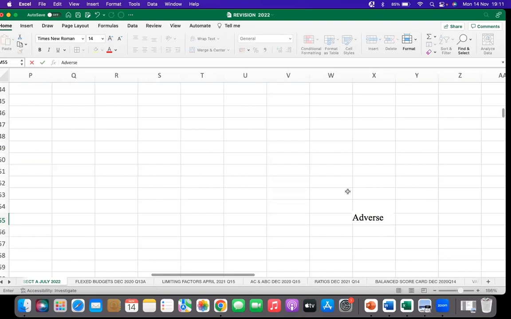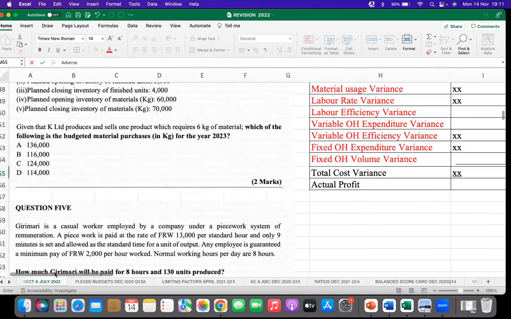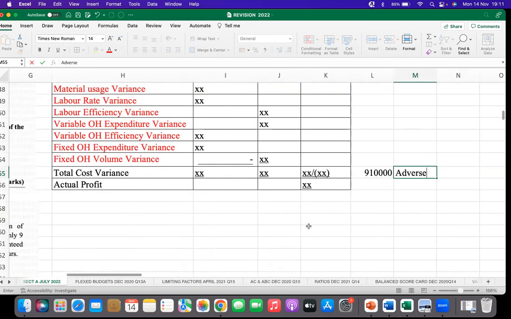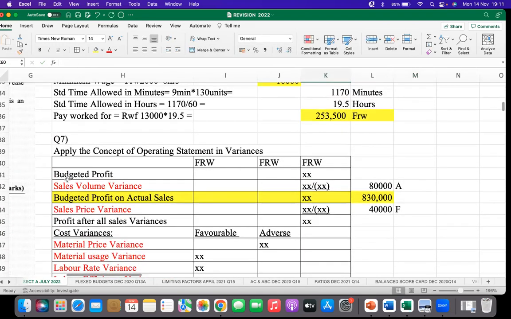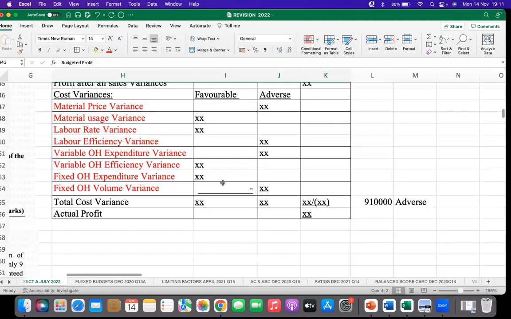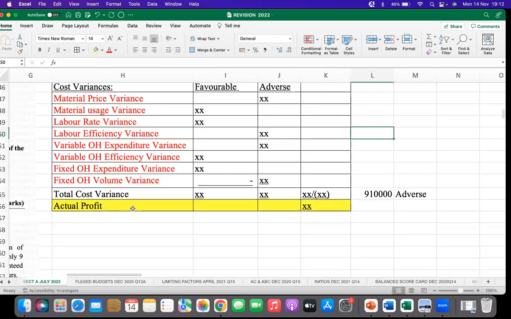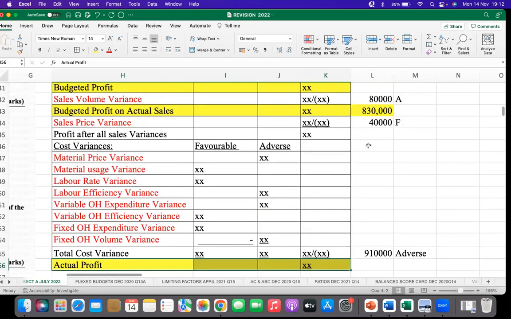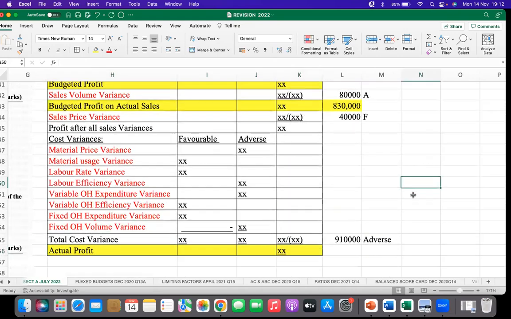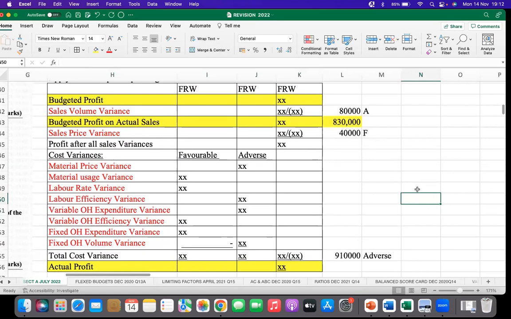Please note that the question is either asking you for budgeted profit or the question is asking you for actual profit. That is the question you are being asked. Can somebody volunteer and answer me? If you are asked for actual profit, what will you do?